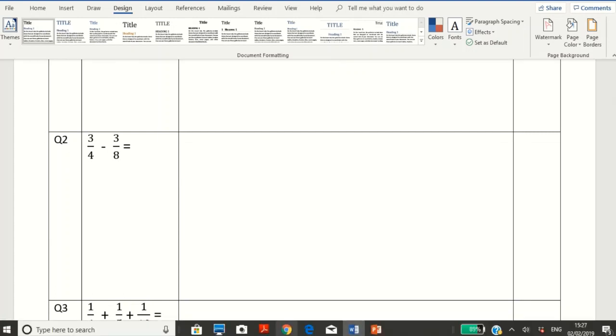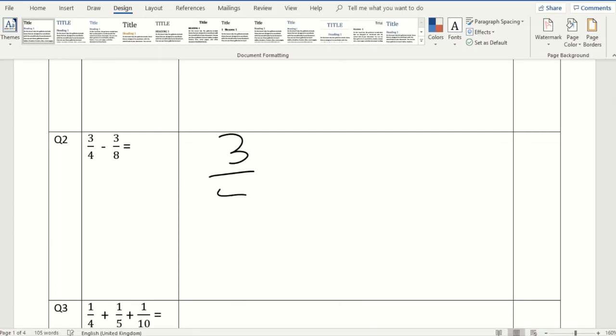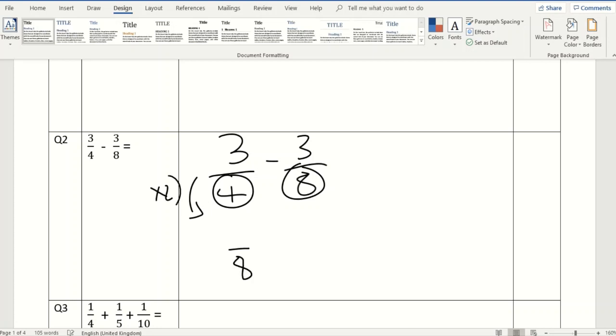Okay, question number 2. First of all, I'll write the question out. 3/4 minus 3/8. Well, the first thing is we have two different denominators, a 4 and an 8, so we can't subtract the numerators. Just make this one into an 8, so you're going to times that by 2 to make that denominator 8. So 3 times by 2 is 6, and that remains as 3/8. Okay, so that gives us 6/8 minus 3/8, which leaves us with 3/8.